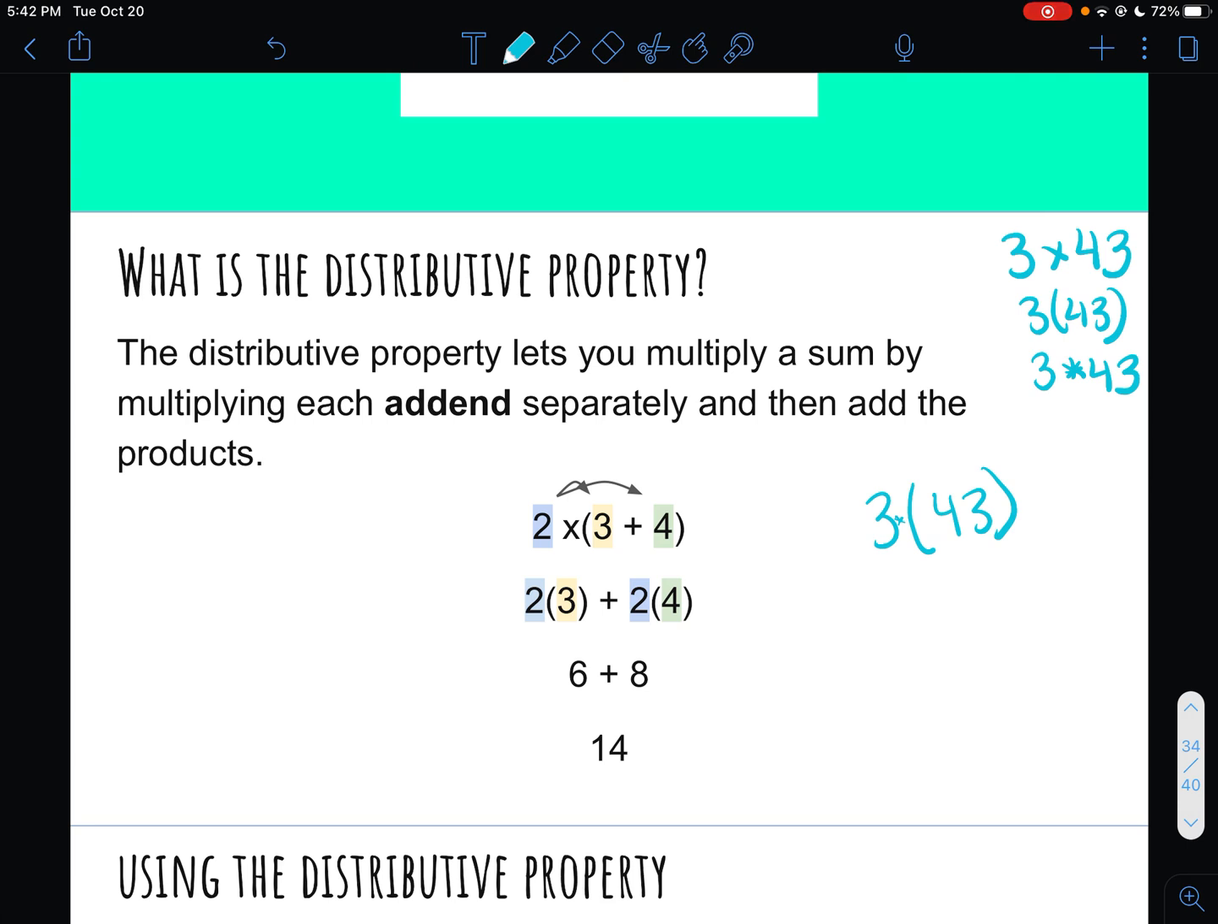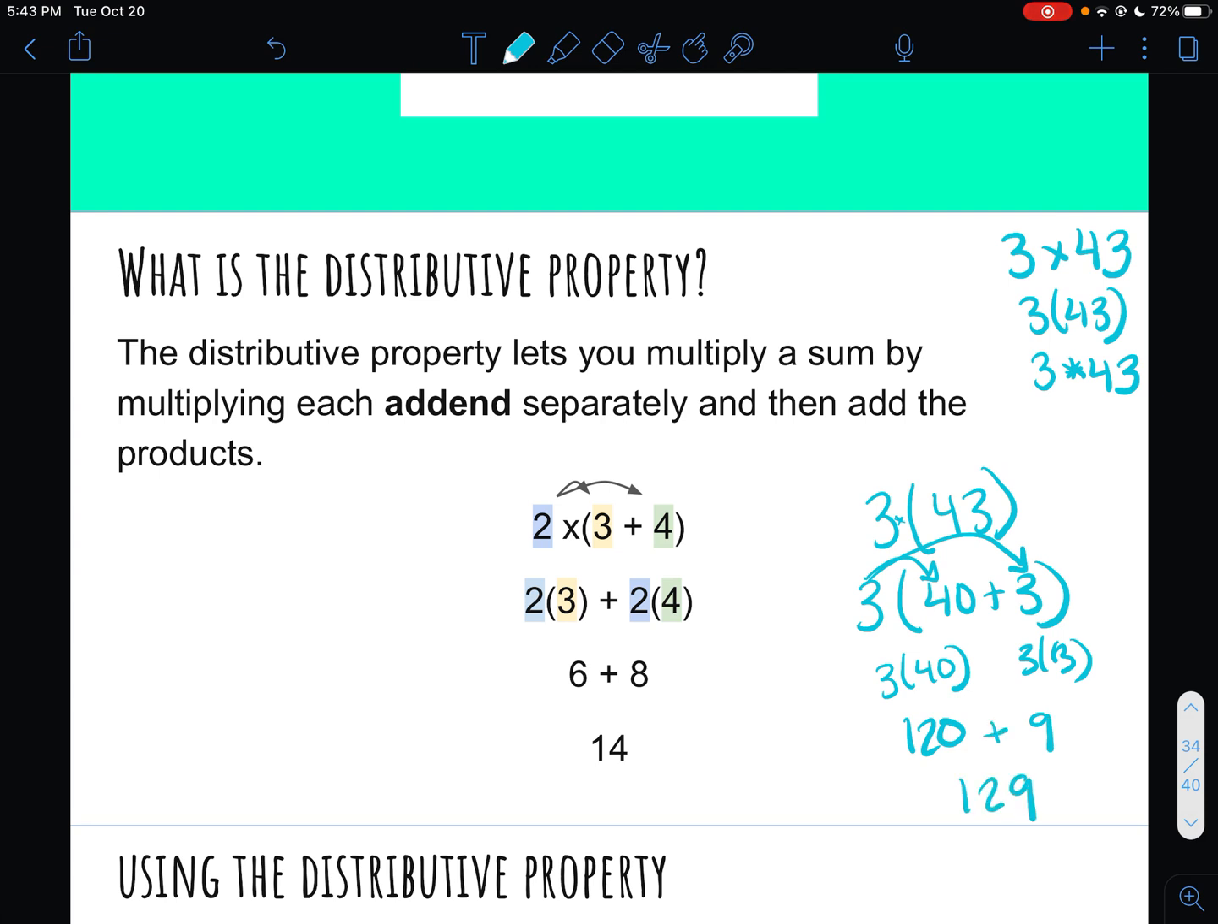So if I'm doing 3 times 43, I will break up 43 in my head. I would do 3 times 40 plus 3. I'm going to break up 43 so I can do mental math better, because I can do 3 times 40, which is 120, and then I can do 3 times 3, which is 9. 120 plus 9 is 129. And if you would do 3 times 43 in a calculator, you would get 129.